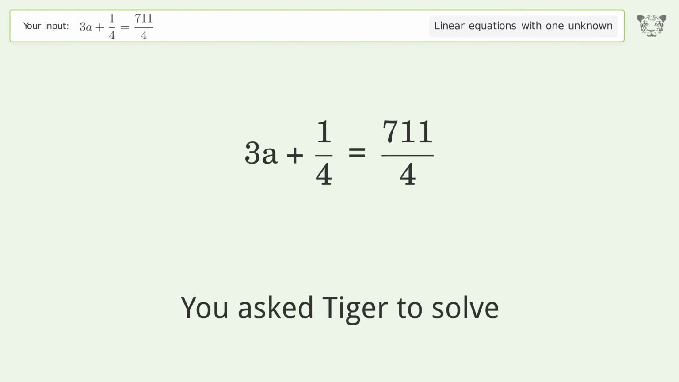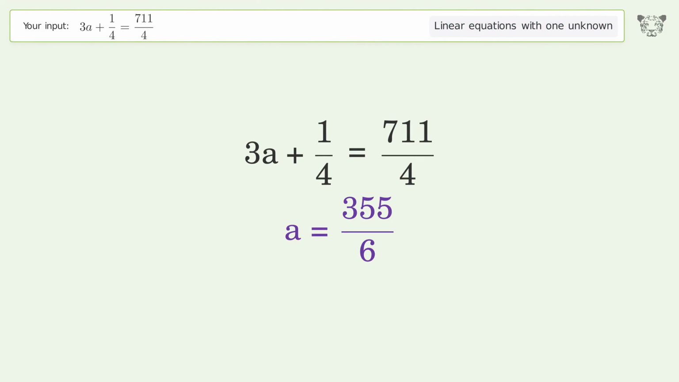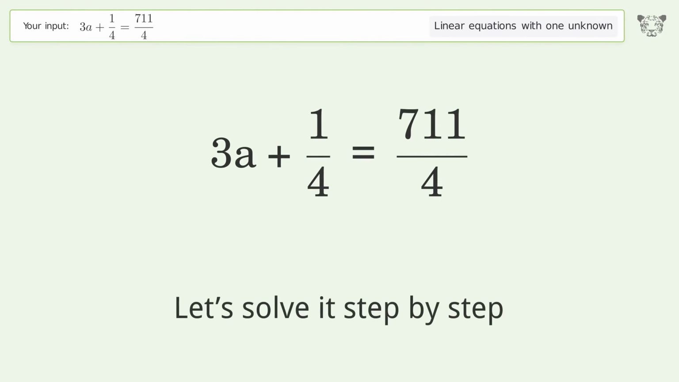You ask Tiger to solve. This deals with linear equations with one unknown. The final result is a equals 355/6. Let's solve it step by step.